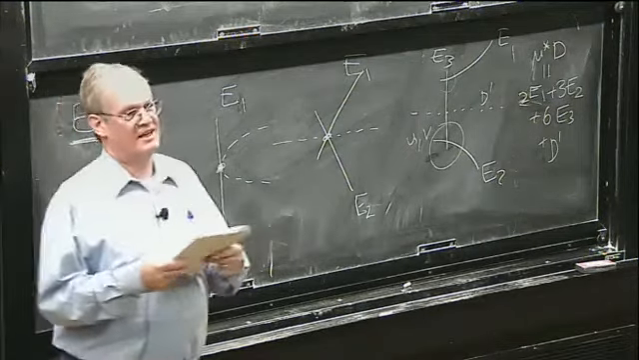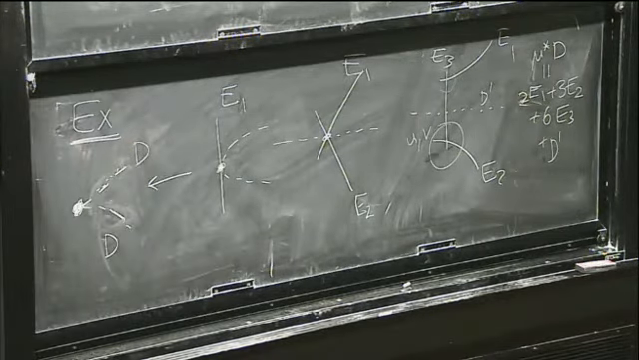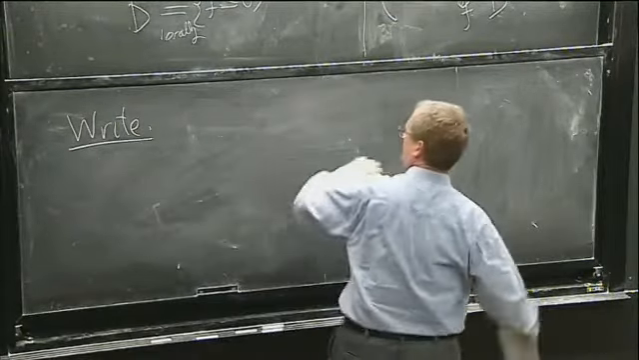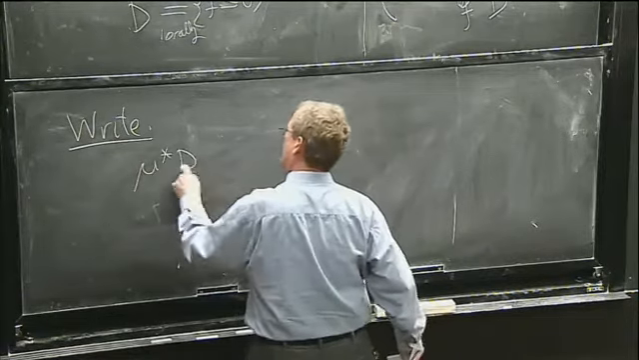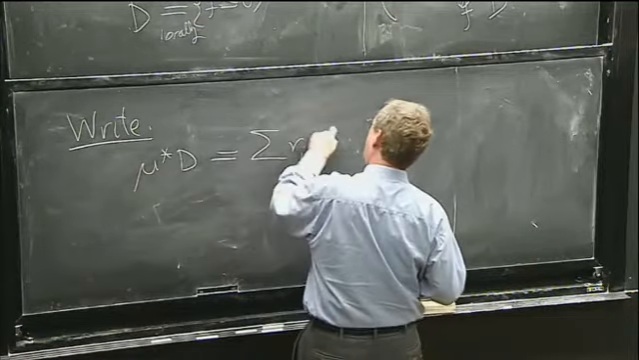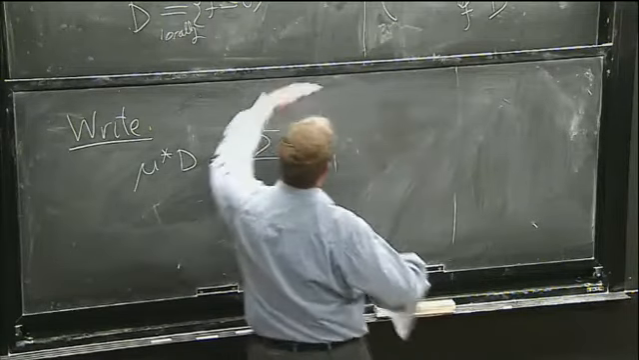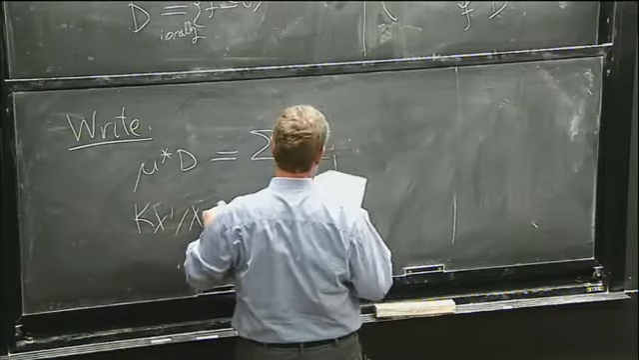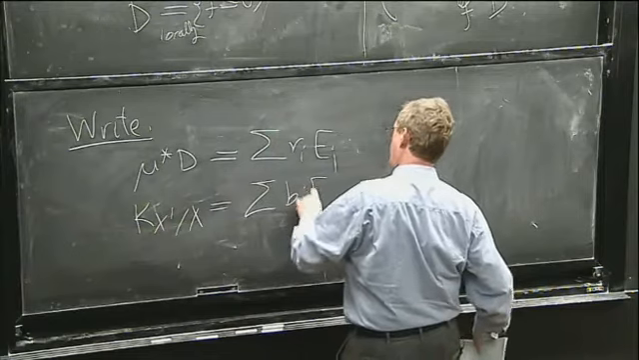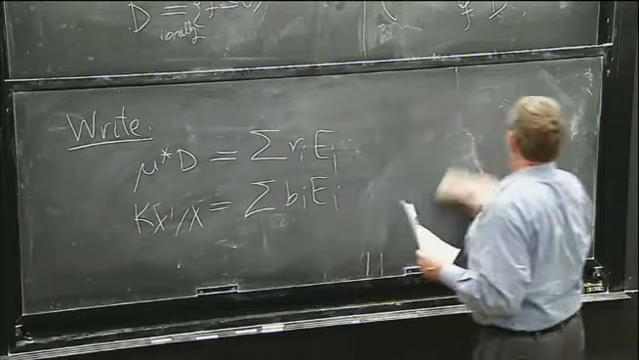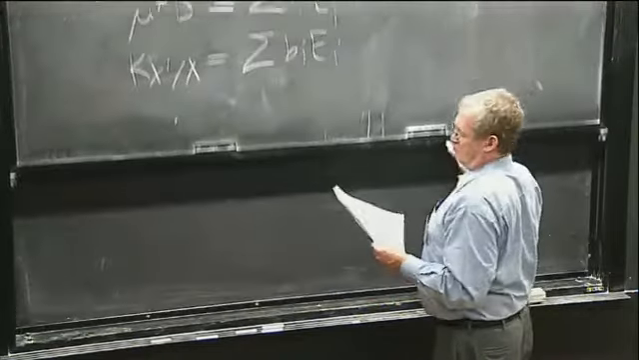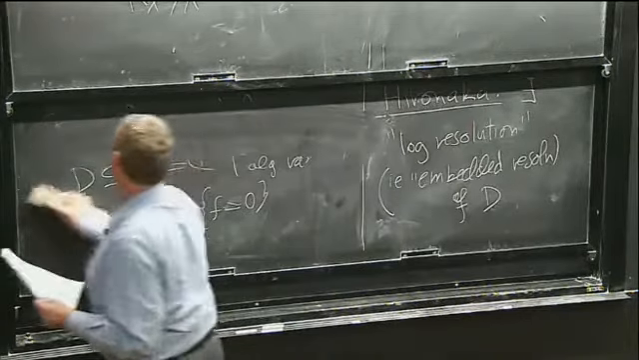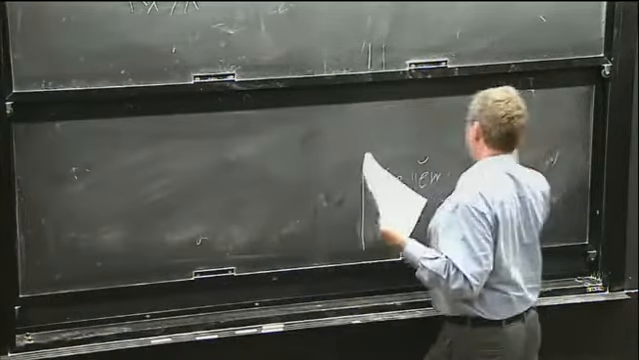Okay, so let's see how this works. I'm going back to the general situation. In general, I can write mu upper star of D as a summation of Ri Ei, where the Ei are these funny divisors, and K, the relative canonical bundle, is a summation of bi Ei. Now if you work it out, we can work out what the integrability condition is in terms of these combinatorial data.